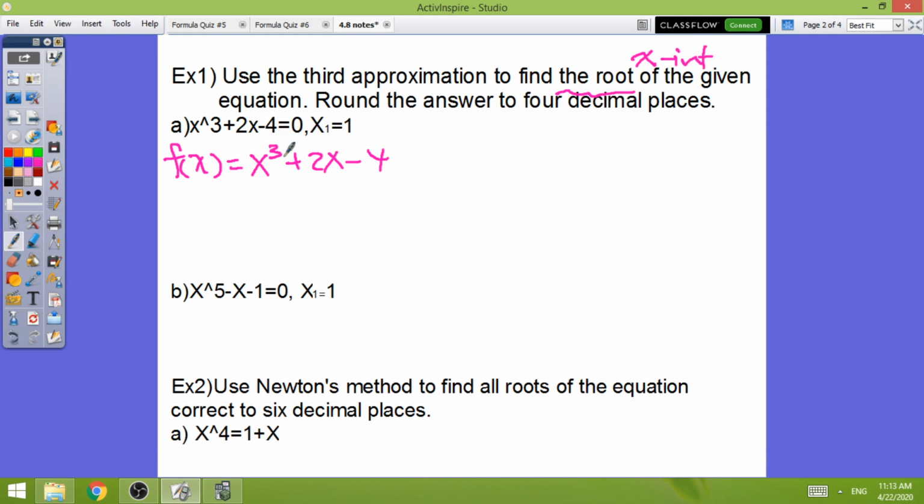For those of you who might be saying we can just set y equals 0 and do it on the calculator, well, certainly you can do it that way. But the thing is that we need to start with the given x value. The given x value, x1, the first approximation, is 1. So we need to start off with that 1 right there. Again, for Newton's method, x sub n plus 1 equals xn.